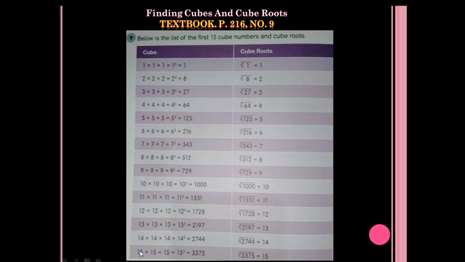Until 15 here, 15 times 15 times 15 equals 15 cubed equals 3,375. And then how to read this one? The cube root of 3,375 equals 15. Okay, I will repeat. 15 times 15 times 15 equals 15 cubed equals 3,375. And the cube root of 3,375 equals 15, like that.